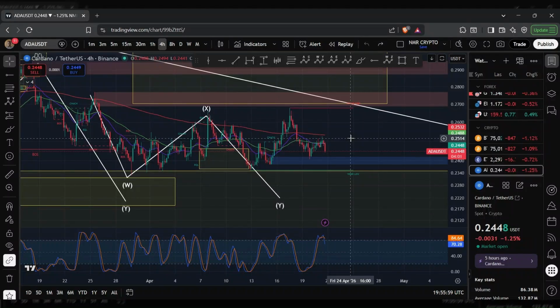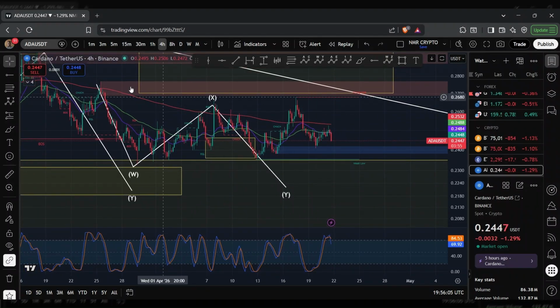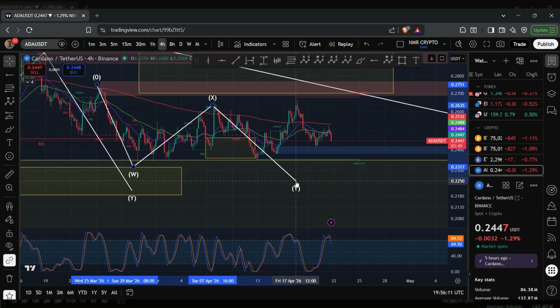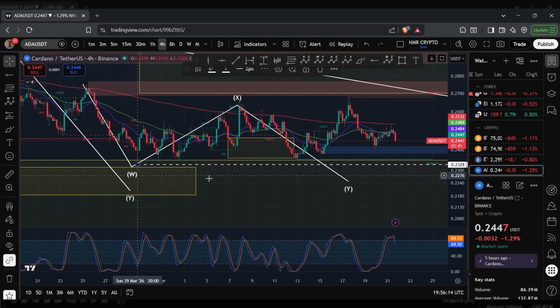So ADA over the last few days has been trading sideways, and I mentioned in the previous update, I was tracking a WXY structure to the downside, and during the time of recording, I was looking for ADA to be within this Y wave, which had the potential to breach below the local bottom at 23.28 cents.